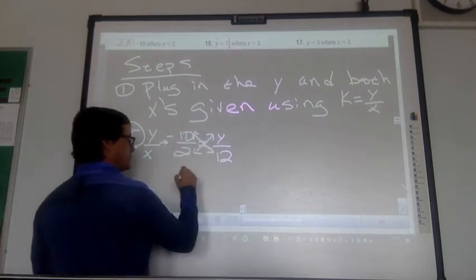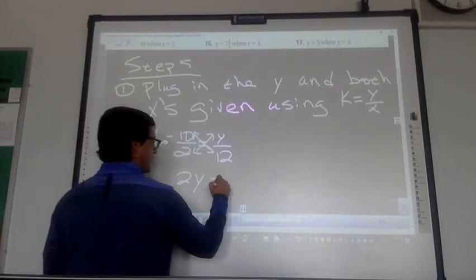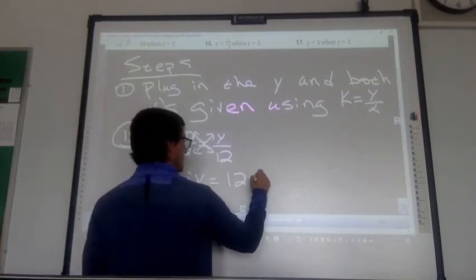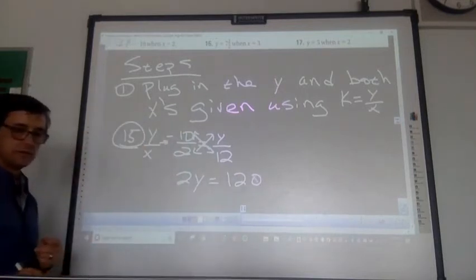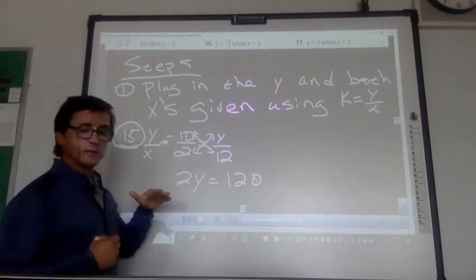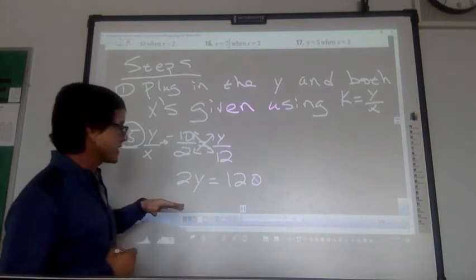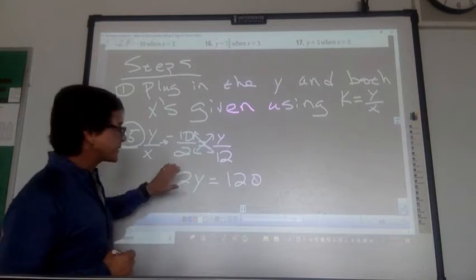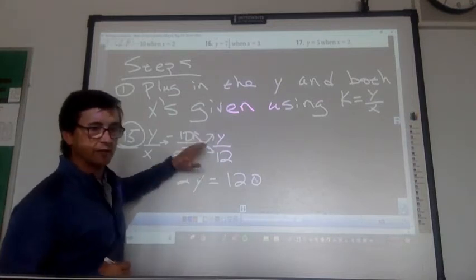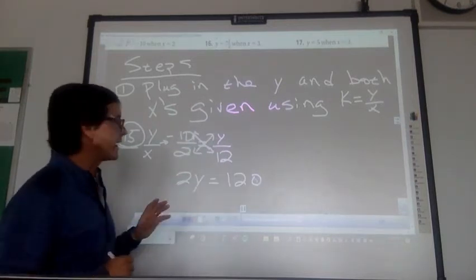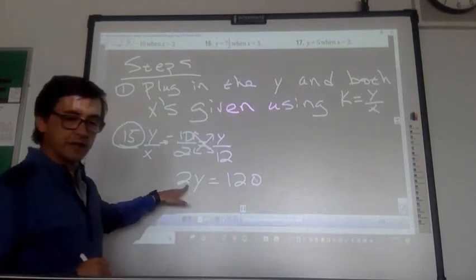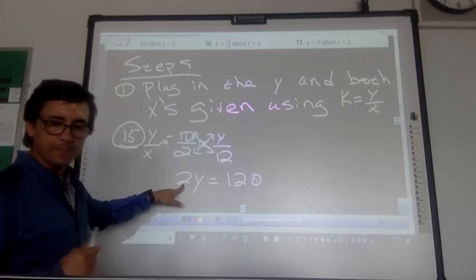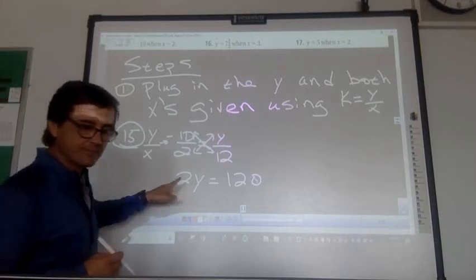So I'm going to go 2 times y is just 2y. 10 times 12 is 120. Makes it so easy. Now the mistake I'll see students make when they do this kind of thing is they'll put the 120 under the 2y. So when you cross multiply, you just have to remember one diagonal equals the other diagonal. All I got to do now is do what? How do I get rid of this 2, Austin? Subtract it out.